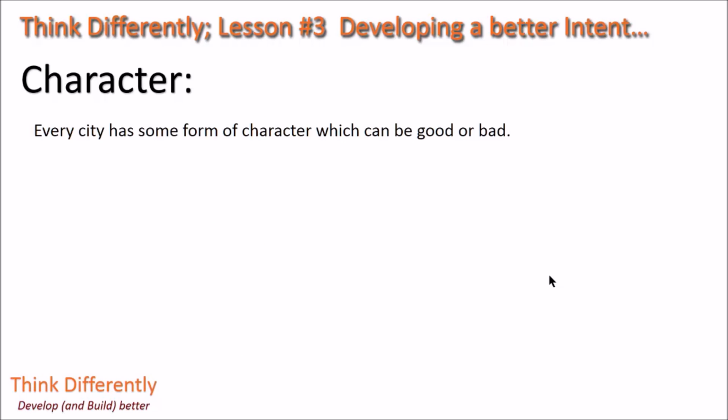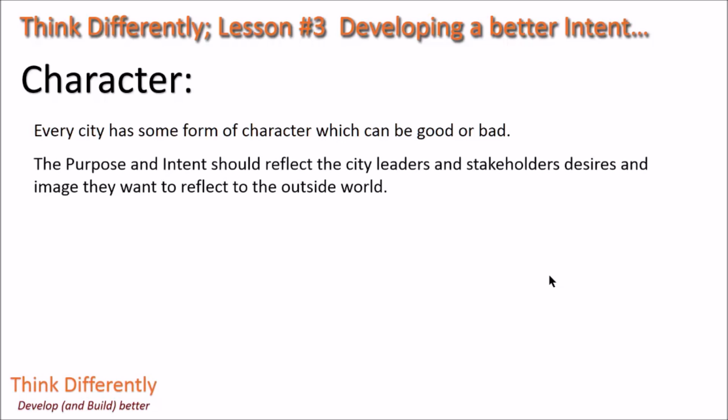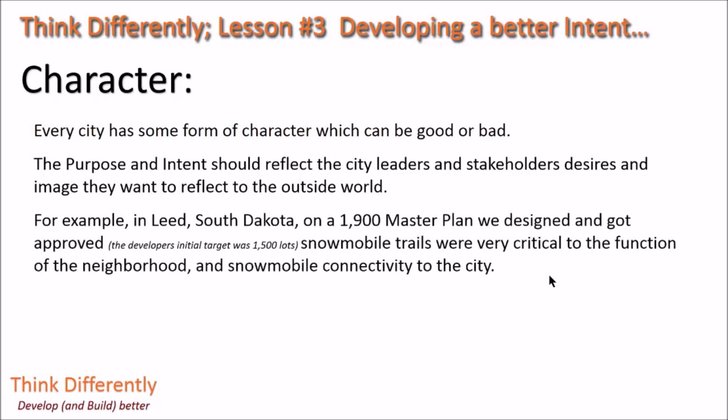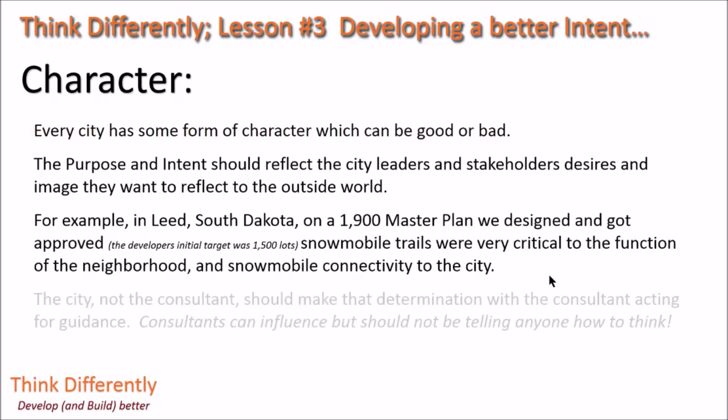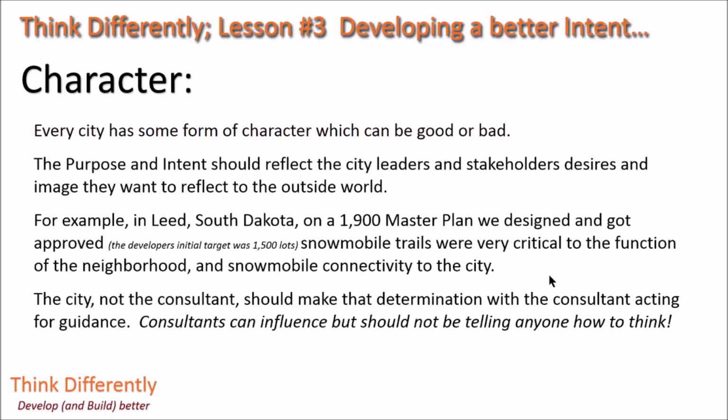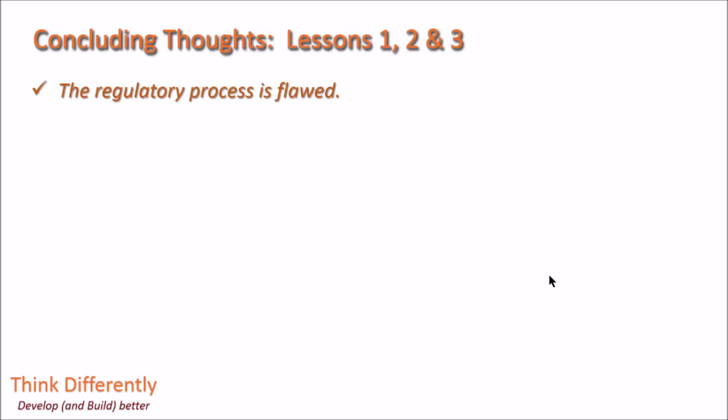So lesson 3 would be creating a better intent. Every city has some form of character they want to have, whether it's good or bad character, or as they exist. So the purpose should reflect what the city leaders and stakeholders desire, the image they want to reflect to the outside world. For example, we worked in Leeds, South Dakota. Very important to them, snowmobile trails. Don't think that would be important in the city of Miami. The city, not the consultant, should make the determination. You as a consultant have to influence, not tell people how to think, but influence how to accomplish what they want.